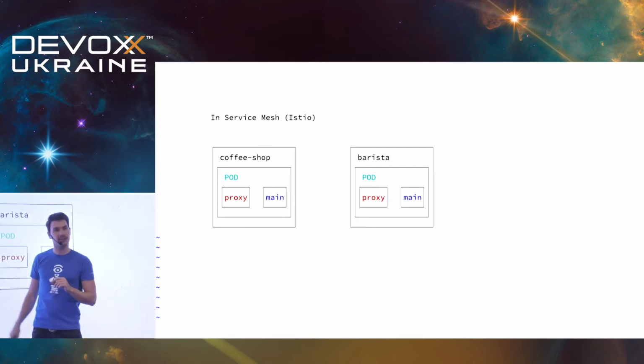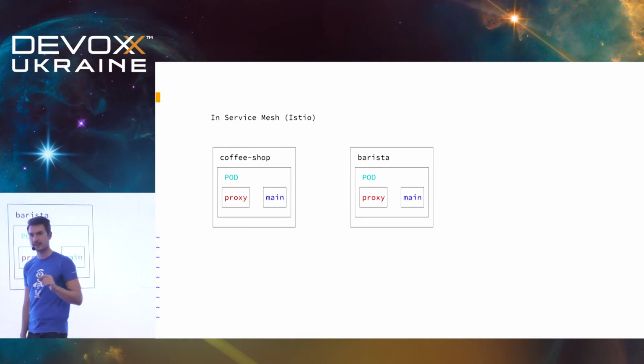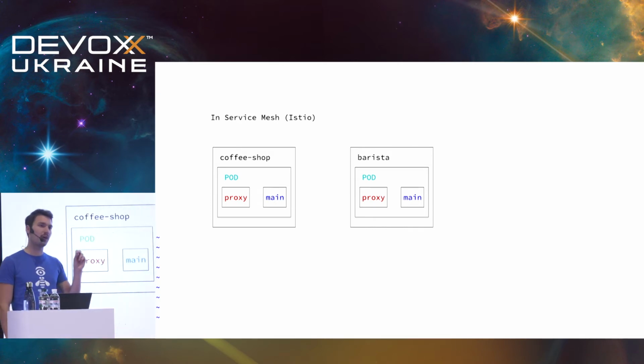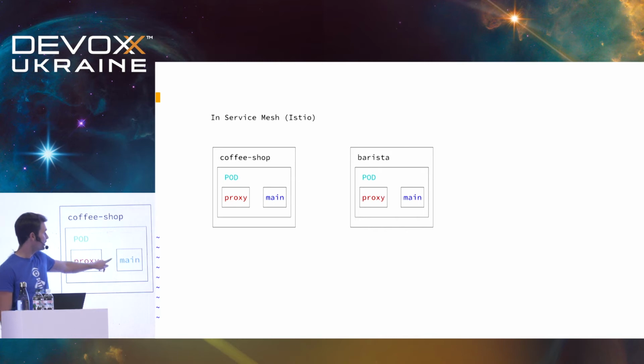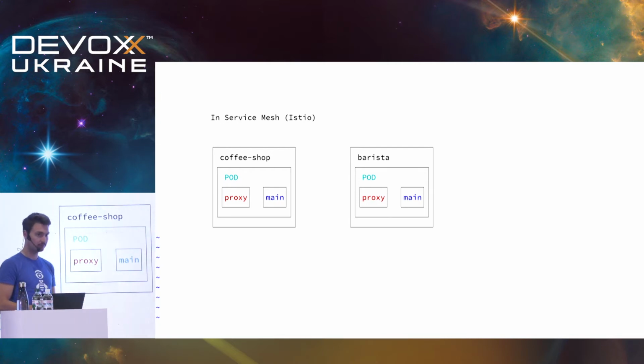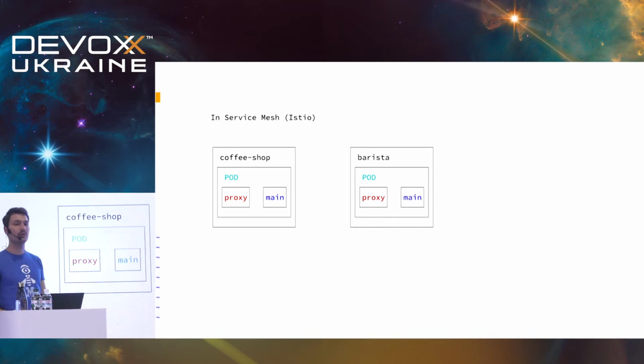We still have our coffee shop and our barista service, but now instead of having one container for each and every pod, we have two containers. Still our main container, that is our running application, and a so-called proxy container, a so-called sidecar container. These are now these Envoy proxies that are co-located with our main application and that act as a proxy. So for each and every pod, if we had more here, each of them would have two containers. For each of them, we include this proxy container.